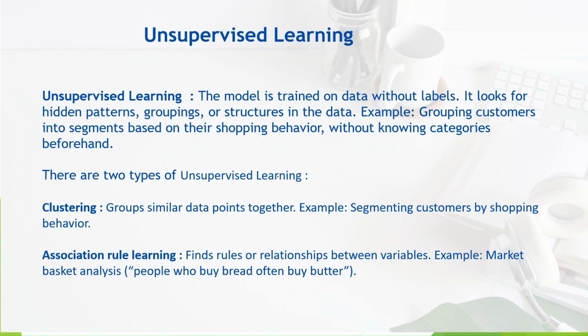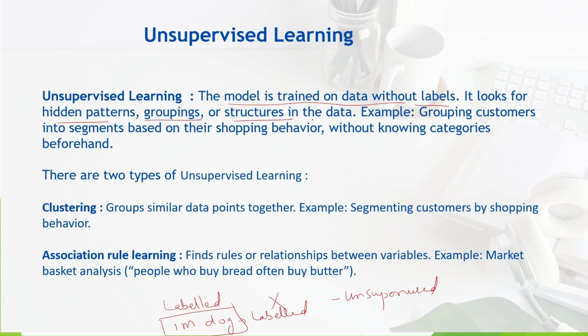Next, unsupervised learning. Remember, in supervised learning, I told you that the data will be labeled. Say, for example, I'm giving 1 million images of dogs which are labeled. Here, we will not provide the label. We will just give the data. So it is called unsupervised learning. See here, unsupervised learning. The model is trained on data without labels. It looks for hidden patterns, groupings, or structures in the data.